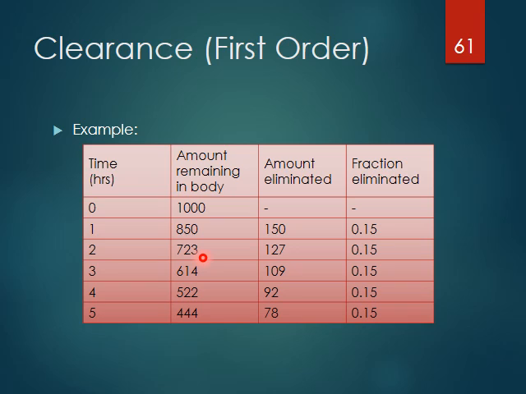Now at the next hour, I'm not going to eliminate another 150 milligrams. I'm still going to eliminate 15% of that. So 15% of 850 is about 127, so I eliminate that much. Every single time, I'm only eliminating 15% every hour. So it's the same proportion of drug per unit of time and not the same amount of drug per unit of time. If this was 150 every single hour, that would be a good example of zero order kinetics. But this is first order, since it's always the same fraction of drug being eliminated every unit of time.